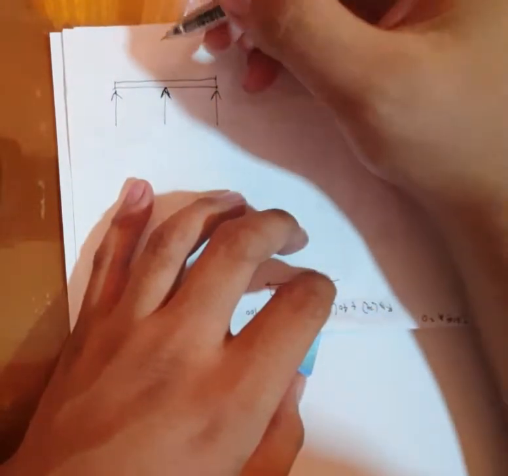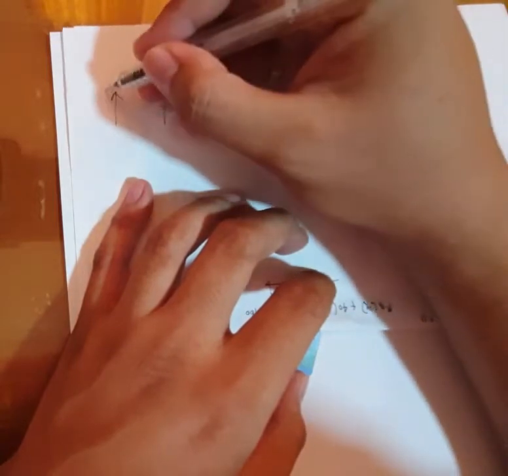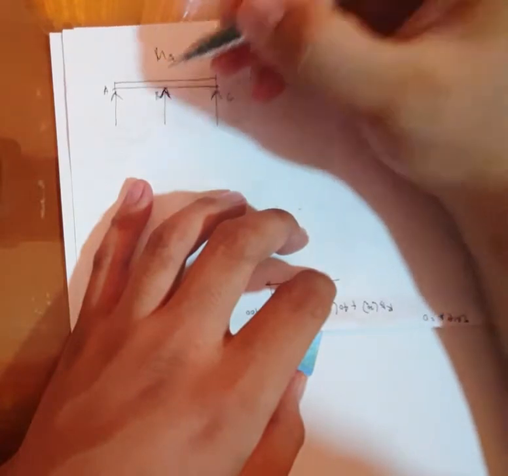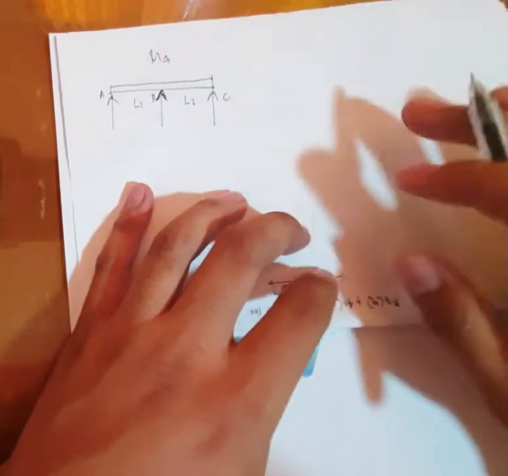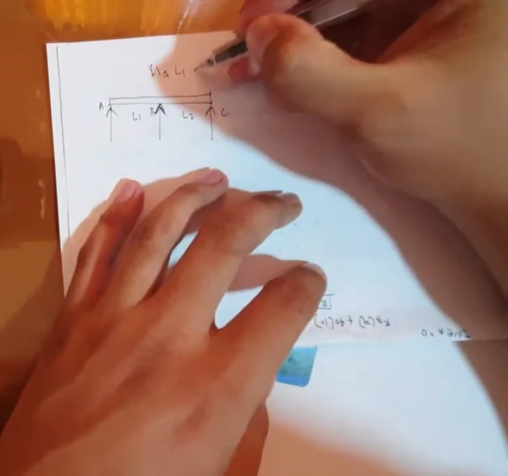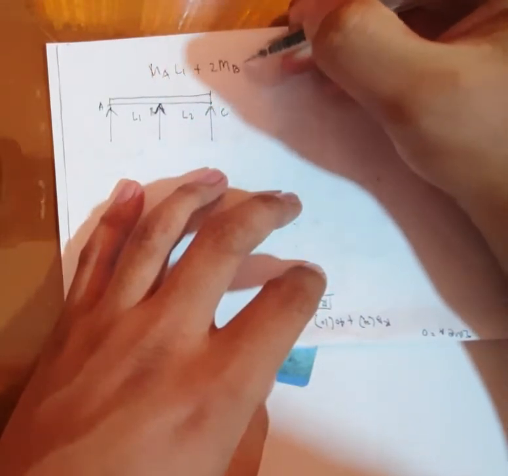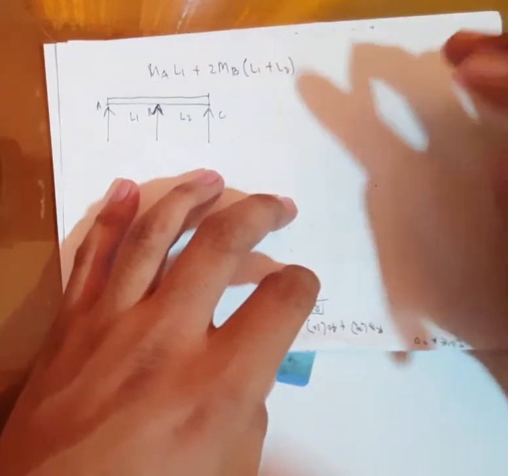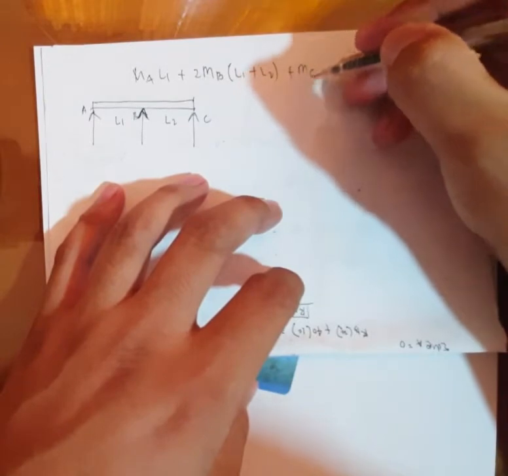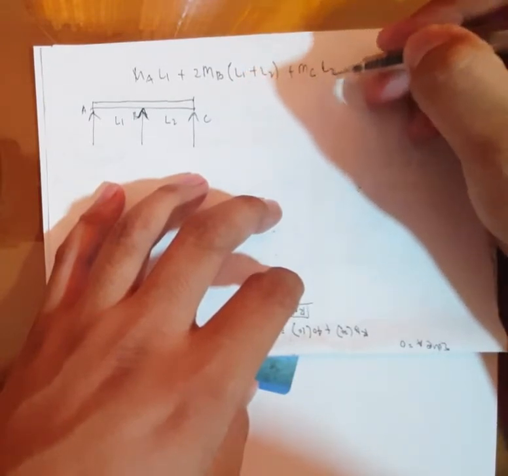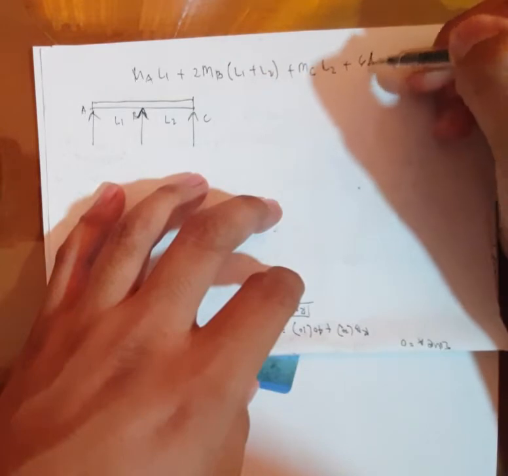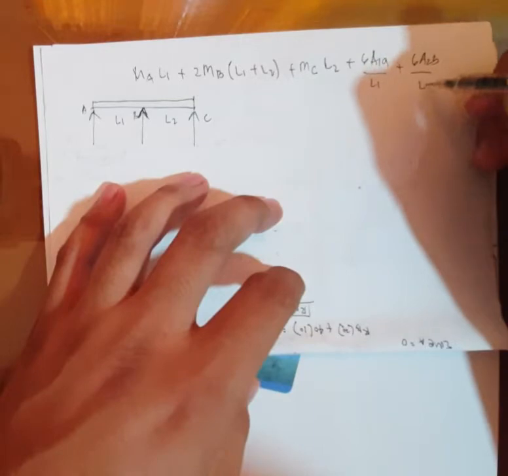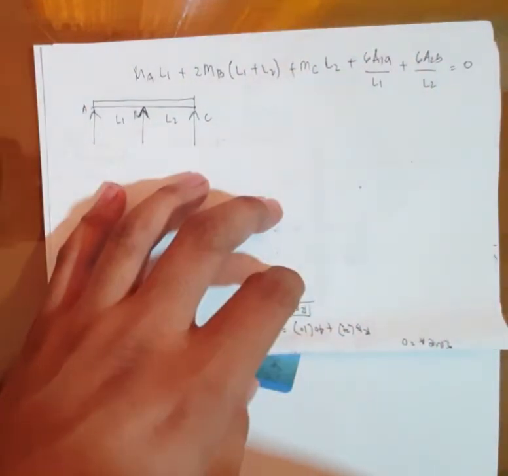So again, recalling the equation, if this is A and this is B and this is C, we have MA and this is L1 and L2. MA L1 plus 2 MB (L1 plus L2) plus moment at C L2 plus 6A1A over L1 plus 6A2B over L2 equal to 0.